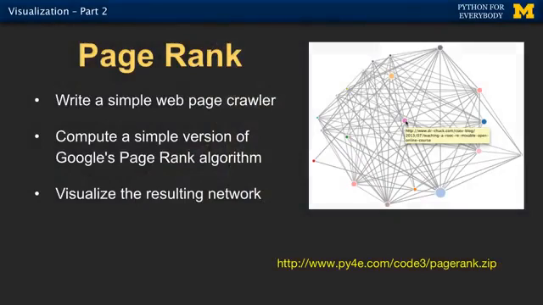So now we're going to write a set of applications, and the code there is in pagerank.zip. That's a simple web page crawler and then a simple web page indexer, and then we're going to visualize the resulting network using a visualization tool called d3.js.